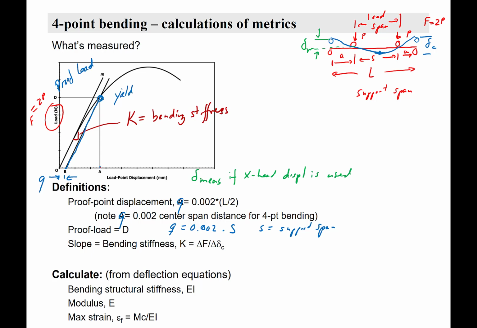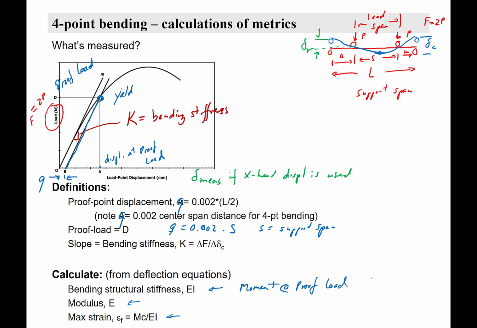And that's point D, and point A is your displacement at proof load. So those are your measurements. From proof load, displacement at proof load, and bending stiffness, you can then make the other calculations that are necessary, which are the bending structural stiffness, EI, the modulus, E, and the strain, which is the max strain. The bending structural stiffness is the moment at the proof load.